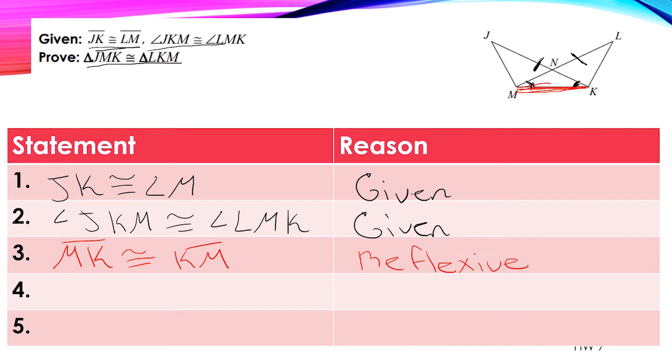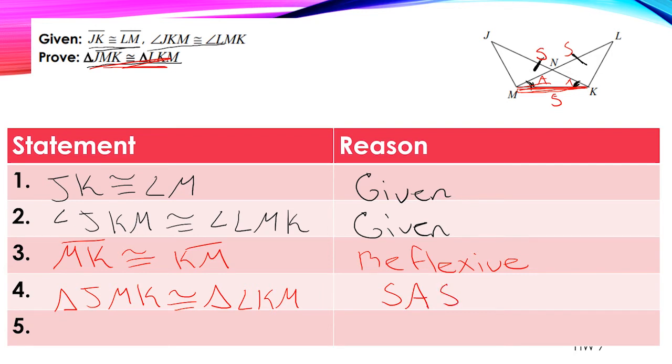We have a pair of congruent sides, right? We have a pair of congruent angles, right? Side angle, and then we have another pair of congruent sides using that reflexive property. So that would be side angle side. So we can simply say that we've proven this triangle congruent. Triangle JMK is congruent to triangle LKM because that is the side angle side theorem.